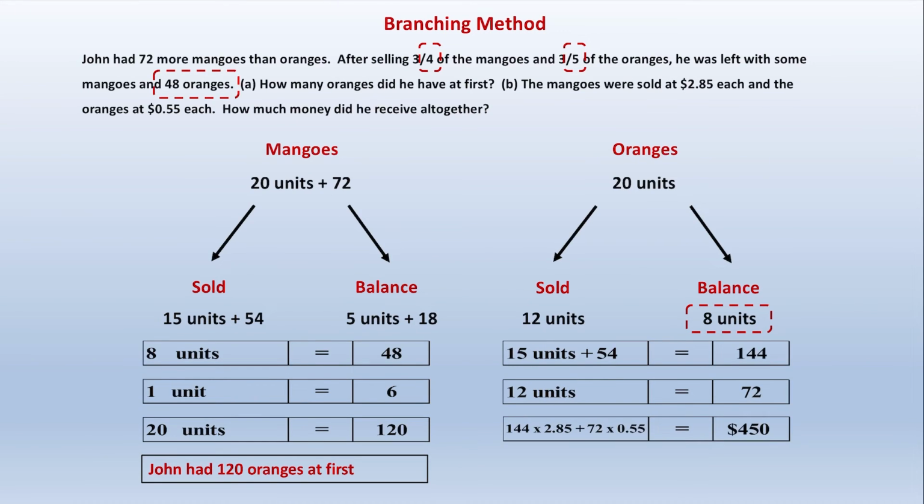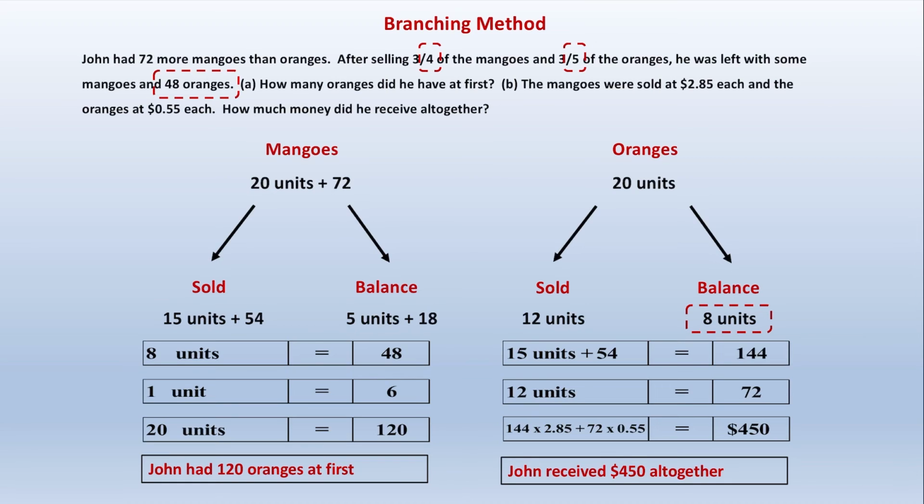So the total money that John would have received would be 144 mangoes times $2.85 each plus 72 oranges sold times 55 cents each, giving a total of $450. Hence the answer, John received a total of $450.